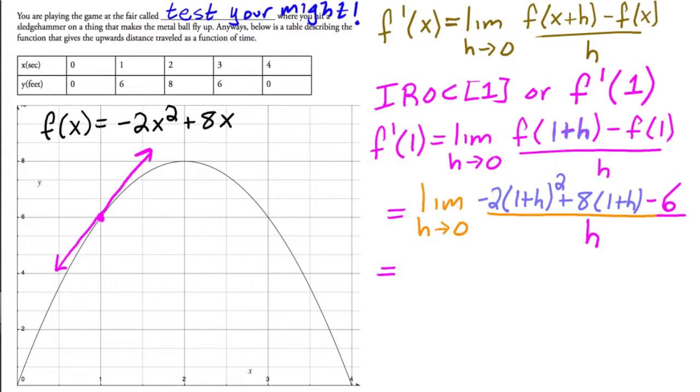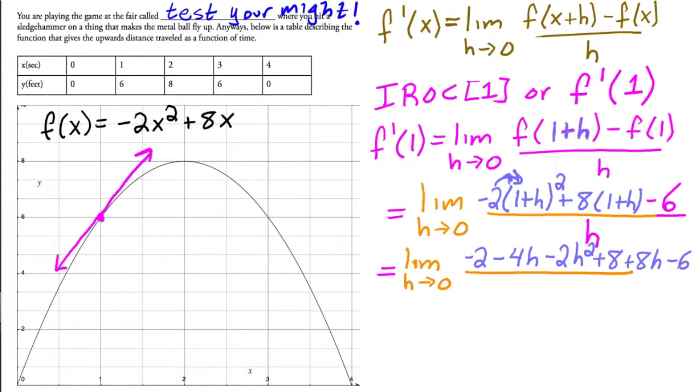Okay, so then I've got the limit as h approaches 0 of negative, if I FOIL this guy, 1 plus h squared, I would get negative 2 and then minus 4h. I'm also distributing the 2. Now, of course, you FOIL this first and then you distribute the 2. And then minus 2h squared. And then plus 8 plus 8h minus 6.